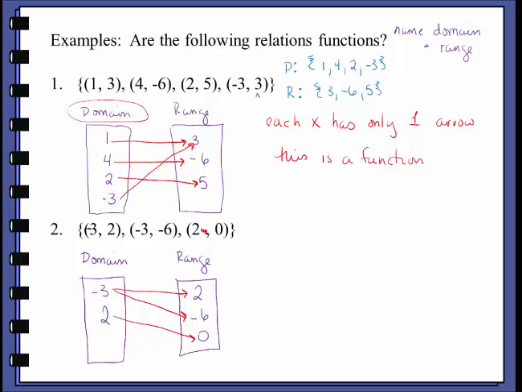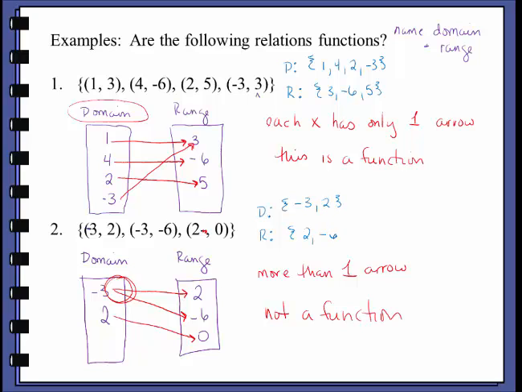I don't know why that's there, just ignore that. I have 2 arrows here. So we have more than one arrow. So we are not a function. Now, even though we're not a function, we are still a relation, so we still have a domain and a range. My domain is the set -3, 2, and my range is the set 2, -6, and 0.